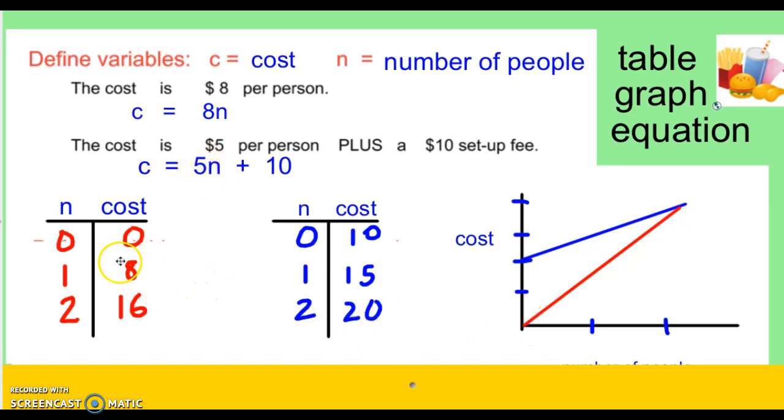If you look at the red graph, the one that starts at 0, 0, 1, 8 maybe is here, 2, 16 is here, 3, 24, and so on. If you look at the blue one, the first point you're going to plot is 0, 10. That's because even when there's no people, there's a $10 cost. If there's one person, you're just going to pay $5 more. That makes it 15. If there's two people, you'll pay $5 more again. That's 20, and so on.